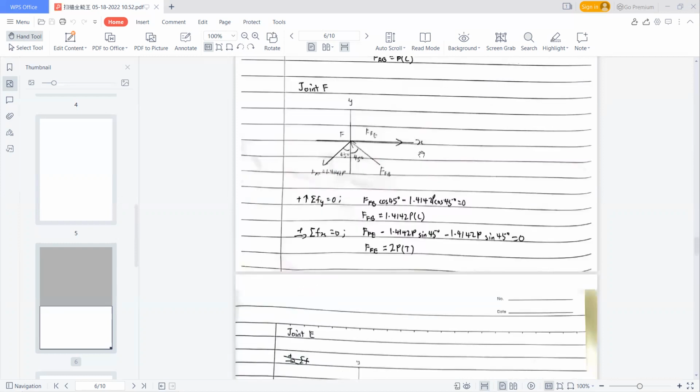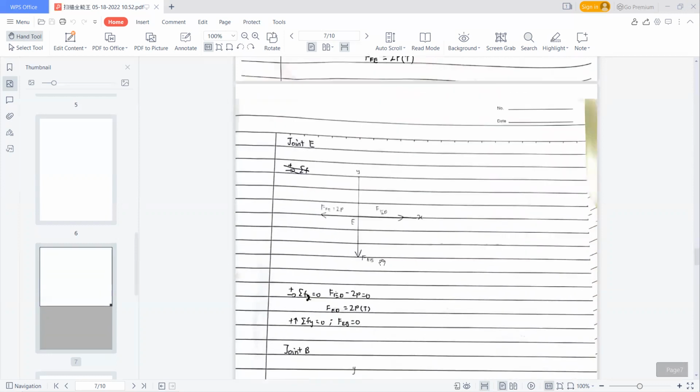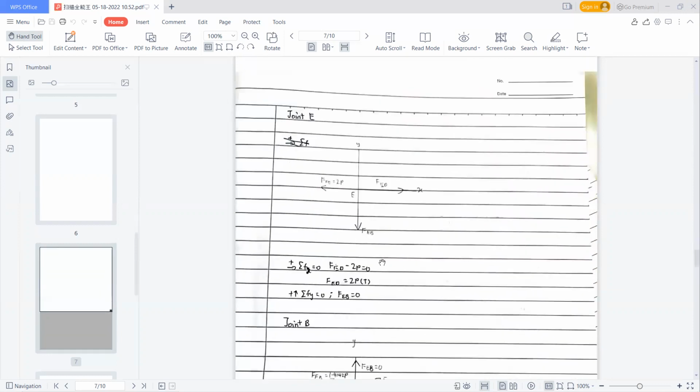So for the joint F, it will be using the same equation. So using the same diagram, just we have to change a bit, which we have to find the force for the FB and force for the FE. So when sum of Fy equal to 0, we get to find force for the FB. So it will be 1.4142 P for the compression. So when sum of Fx equal to 0, we will find that FE equal to 2 P for the tension. Same goes for joint E.